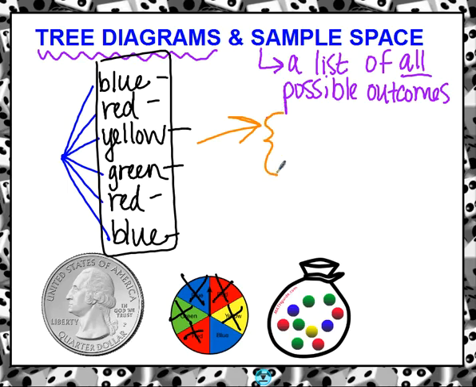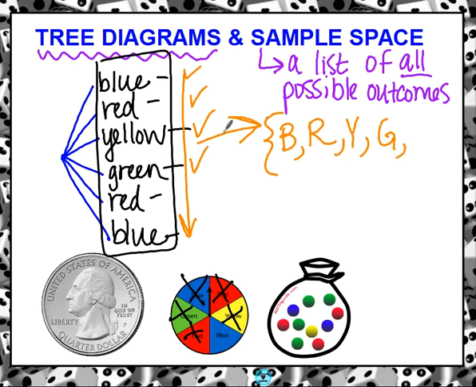We'll put it in our brackets, and I'm going to work my way from the top all the way down to the bottom. So the first would be blue. I'm just going to write B for blue. Next would be R for red. Next would be Y for yellow. Next would be G for green. Then R for red again. And then B for blue. Okay? Notice that I did write R twice and B twice. That's because they are both represented twice on the spinner. So both of them are outcomes. So we're going to write both of them in our sample space so that we can see what is happening, okay?